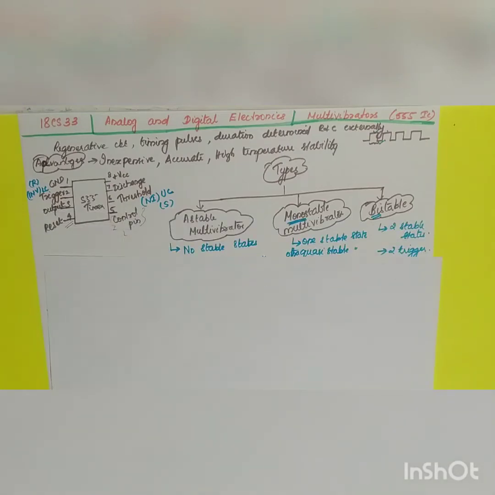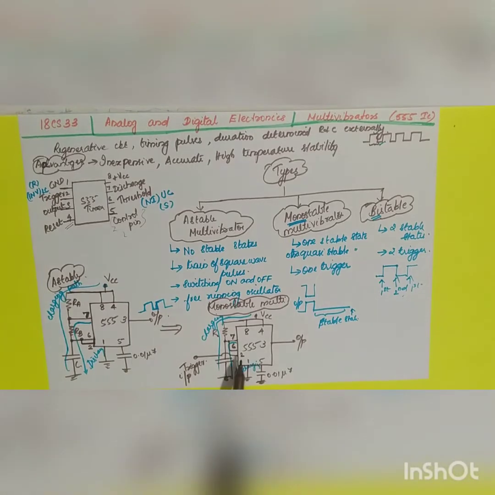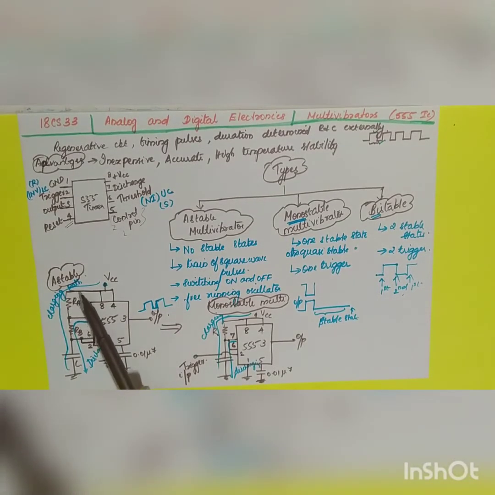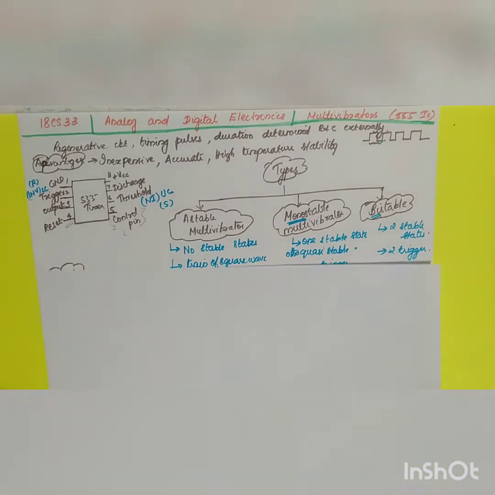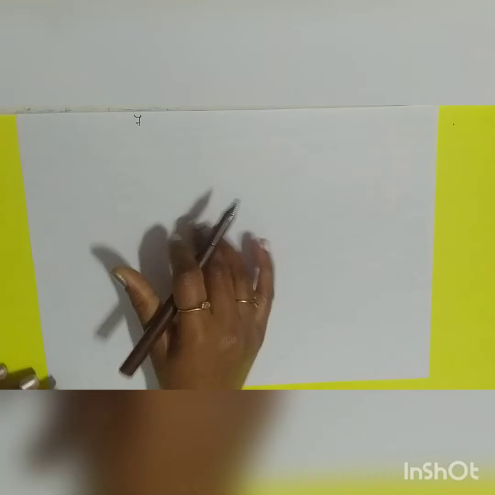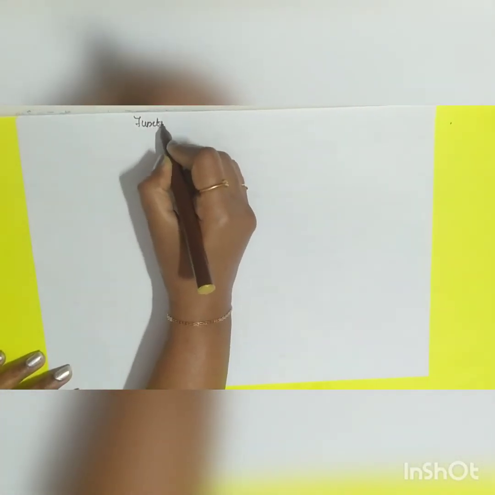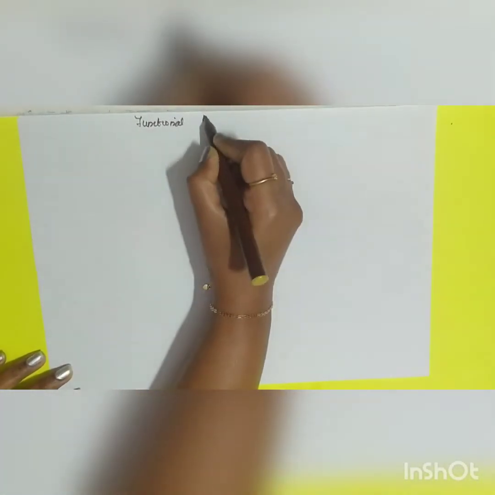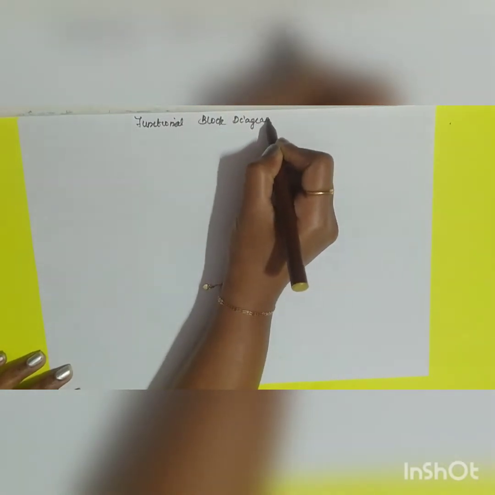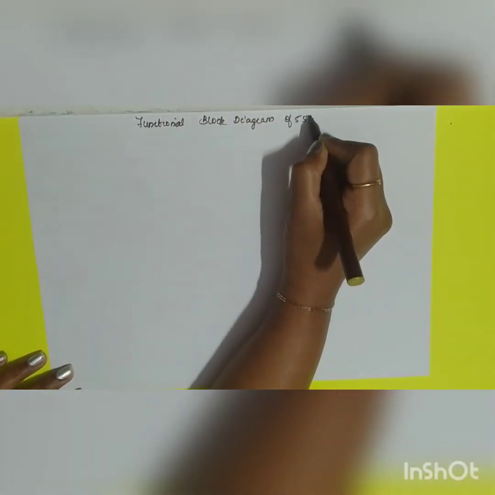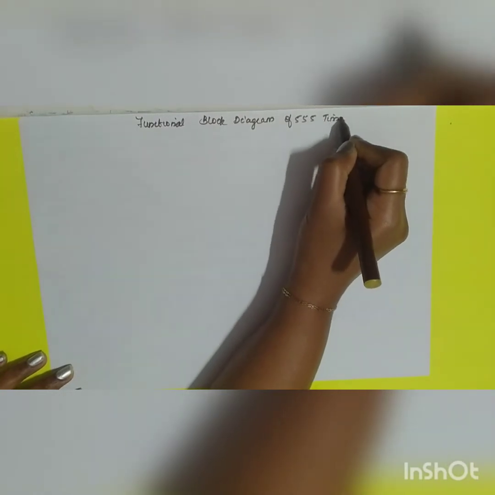So in the last video we have seen the pin diagram of the 555 timer and its two configurations, right? One, astable mode, and the other one, the monostable mode. So today we will see what is the functional block diagram of 555 timer. So what is meant by this functional block diagram?